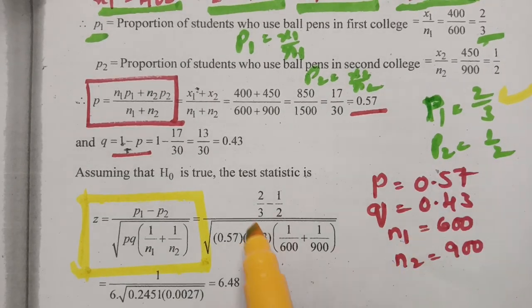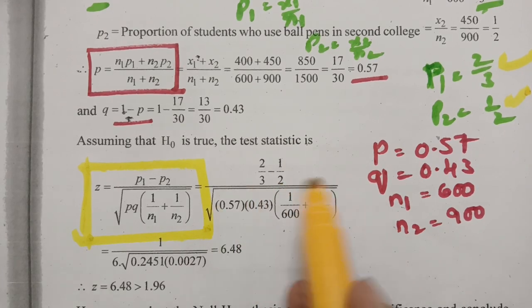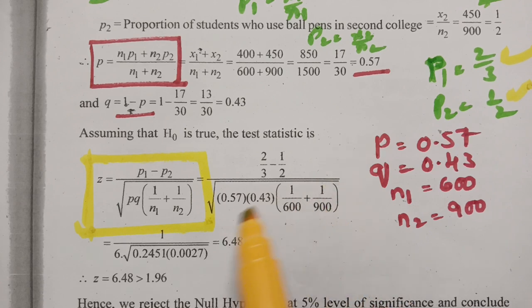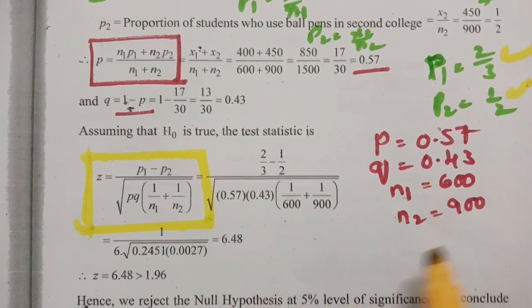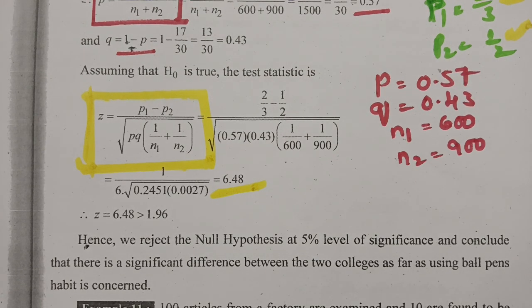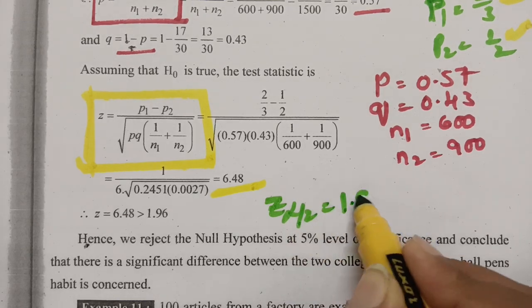So this value is (2/3 − P2 is equal to half), that is half by root over PQ, that is 0.57 into 0.43 into 1 by N1, 1 by 600 plus 1 by 900. The value here is 6.48. So at 5% level of significance, the tabular value is equal to 1.96.